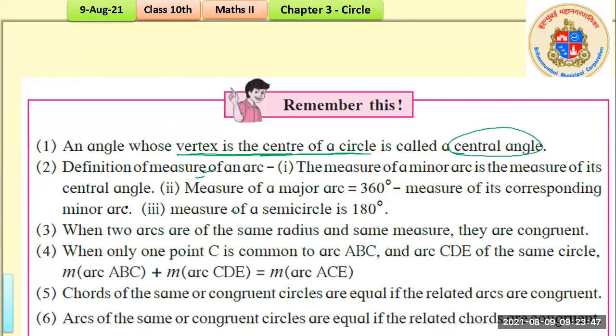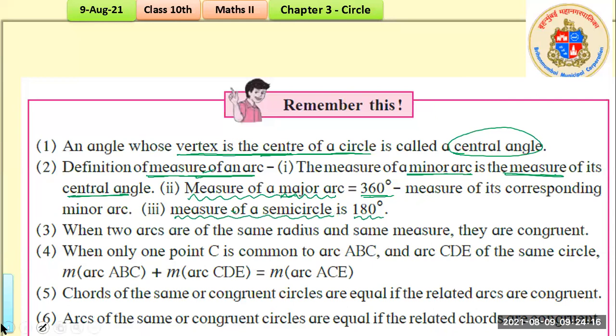Then we saw how to find the measure of an arc. How do we find the measure of an arc? For the minor arc, the measure will be equal to the central angle. For the major arc, it will be 360 minus the minor arc. And what about the measure of a semicircle? It is 180, half of 360.